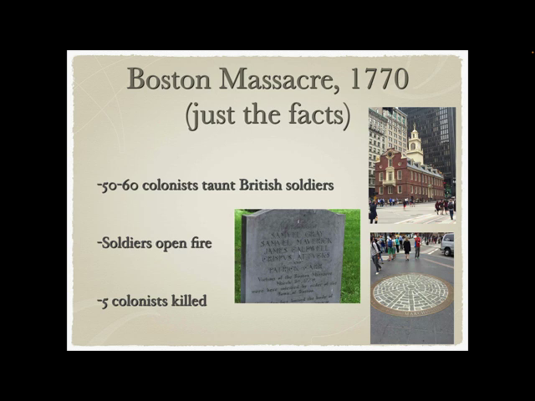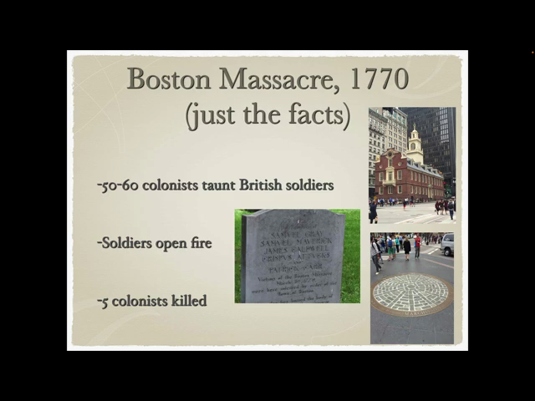But it's not accurate. That depiction that you've probably all seen since you were little kids is not accurate, okay? There were about 50 or 60 colonists throwing snowballs at the British soldiers. Some of those snowballs had rocks put in them, okay? So they were stirring up trouble. Soldiers open fire and 5 colonists are killed.